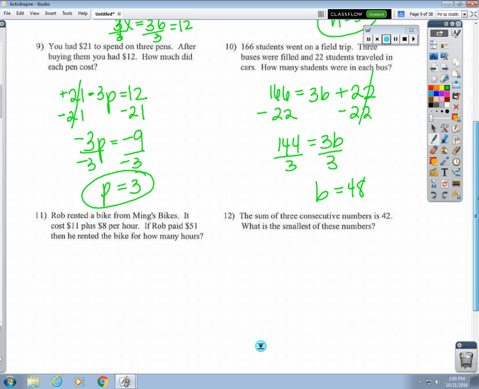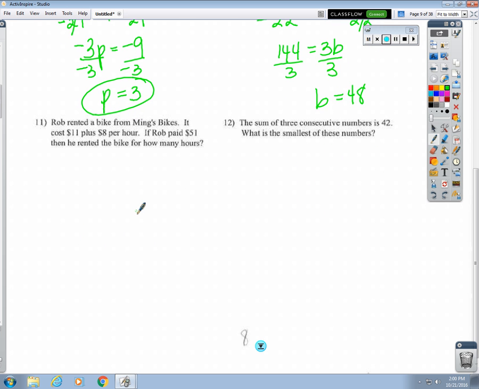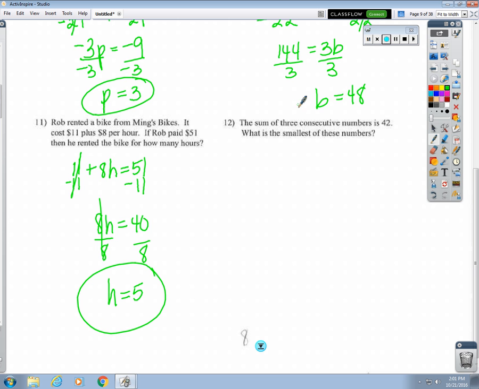Okay, number 11. Rob rented a bike from Means Bikes. It cost $11 plus $8 per hour. If he paid $51, then he rented the bike for how many hours? Okay, what's the equation look like? I need to solve it, so what do I do first? Subtract the 11 so that it'll cancel over here, and now 8h equals 40, so h equals 5.